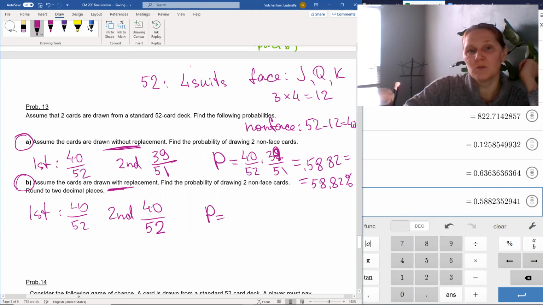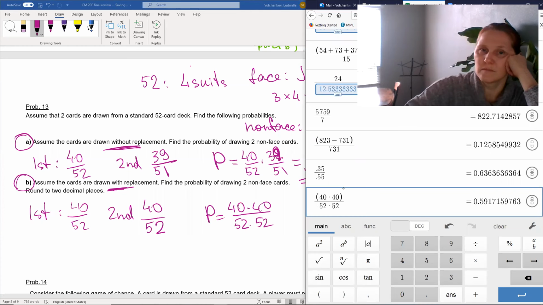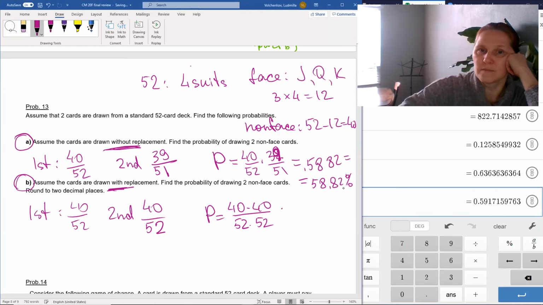So the probability will be the product 40 over 52 times 40 over 52. That is 0.5917, or 59.17%.